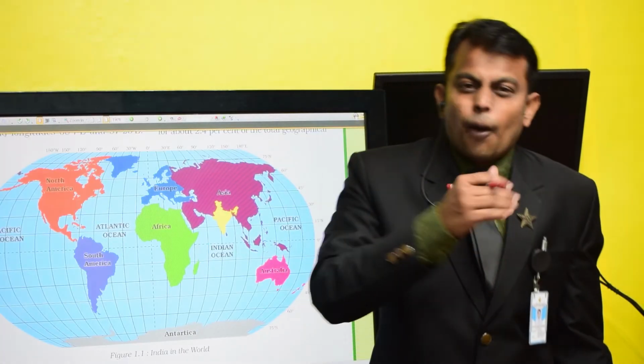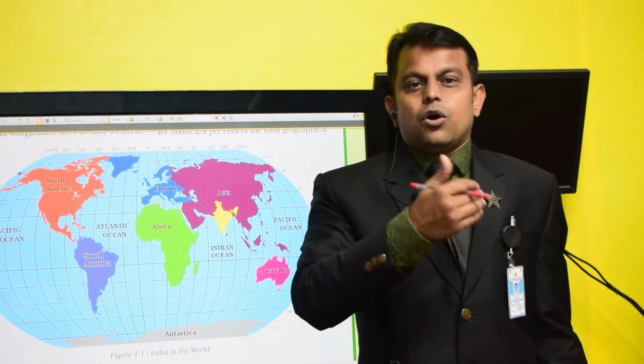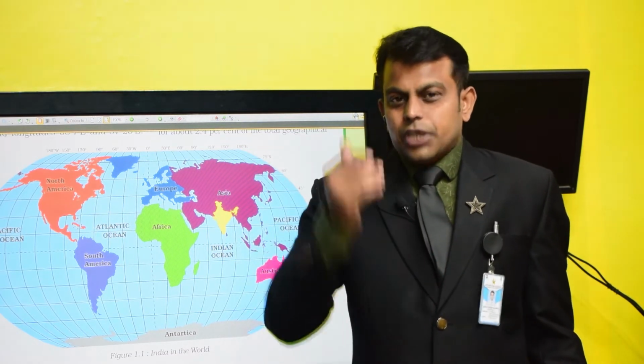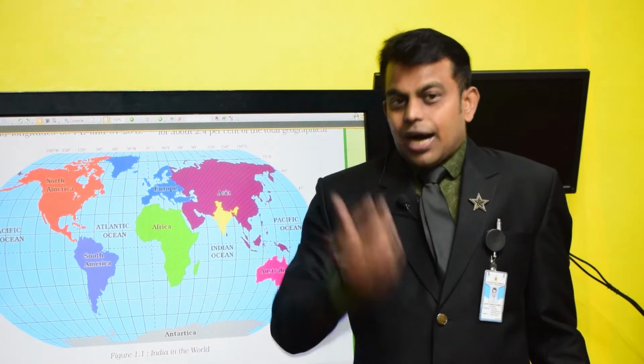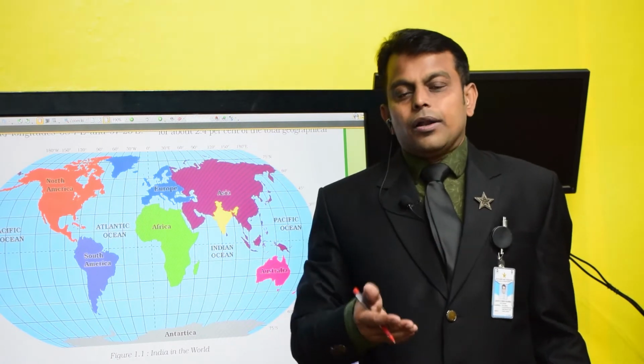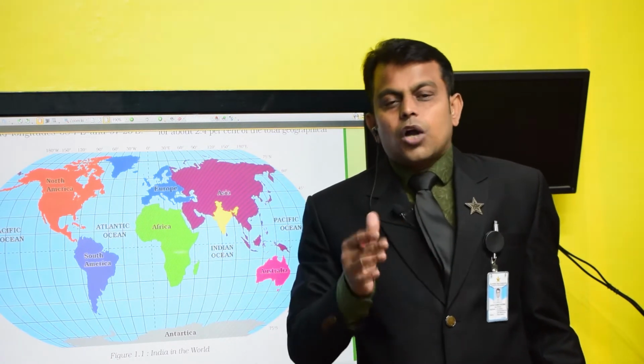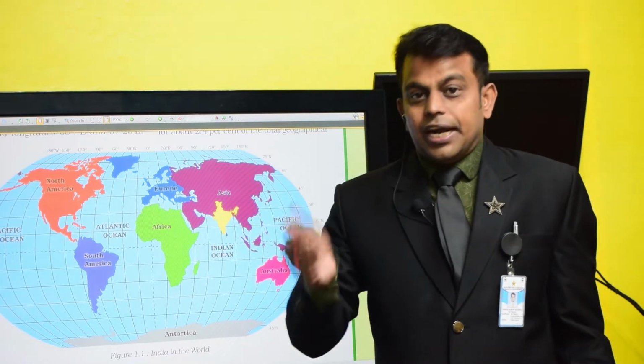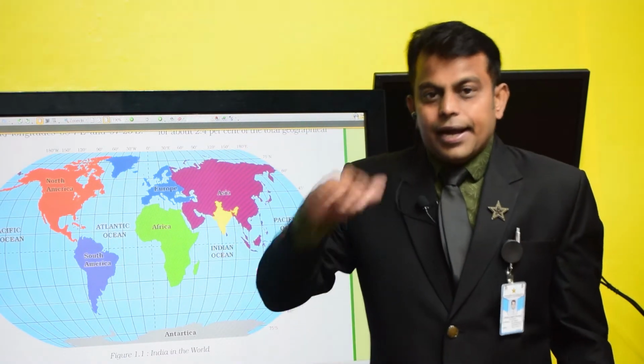First of all, the Tropic of Cancer comes in contact with Gujarat, then Rajasthan, then Madhya Pradesh, then Chhattisgarh, and again Jharkhand, and again West Bengal, then another country that is not part of India, Bangladesh, then again it touches the Indian states Tripura and Mizoram, and again Myanmar.